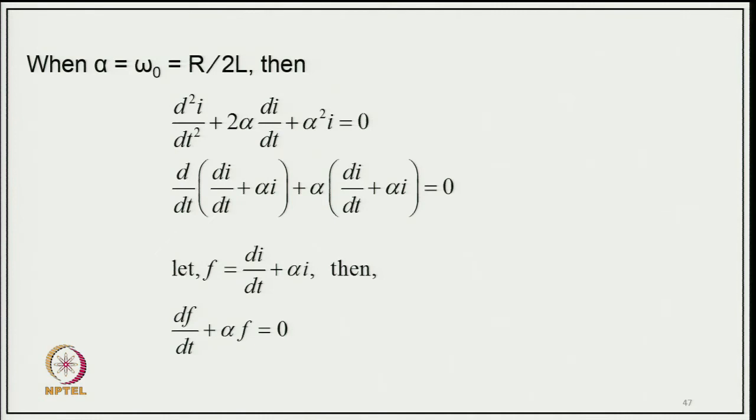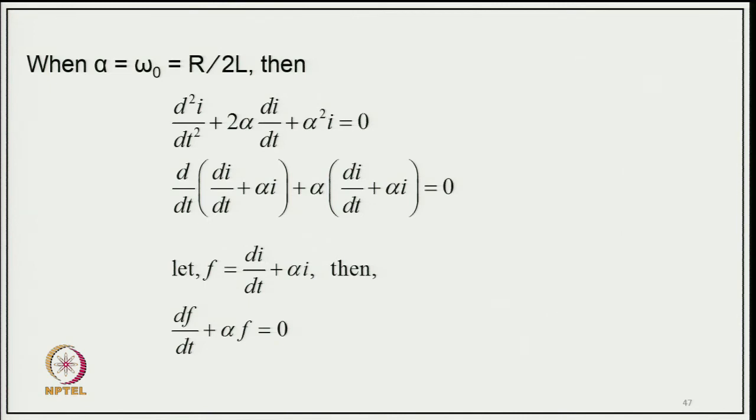In parenthesis we can say dI upon dt plus alpha I, and plus alpha again in bracket dI upon dt plus alpha I equal to 0. So, we can define this bracketed quantity as f, that is equal to dI upon dt plus alpha I.